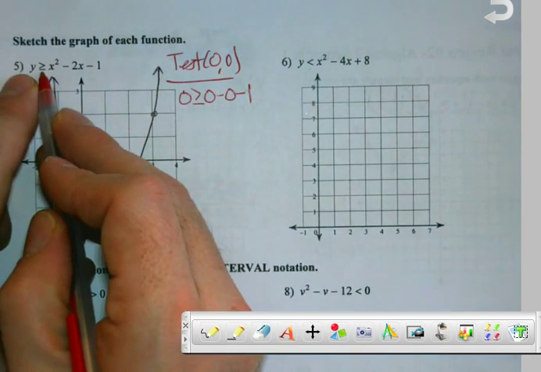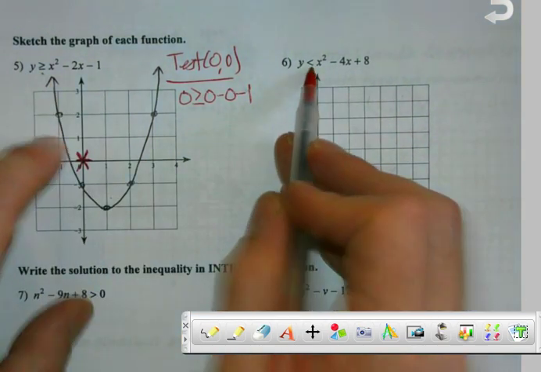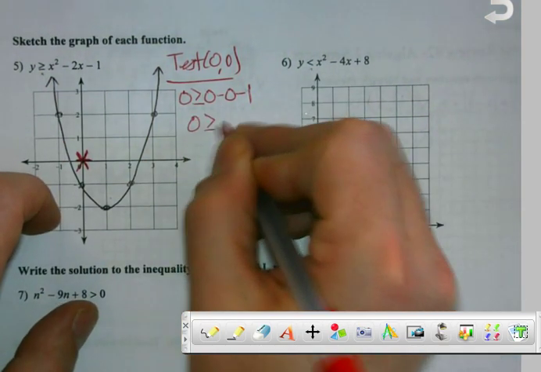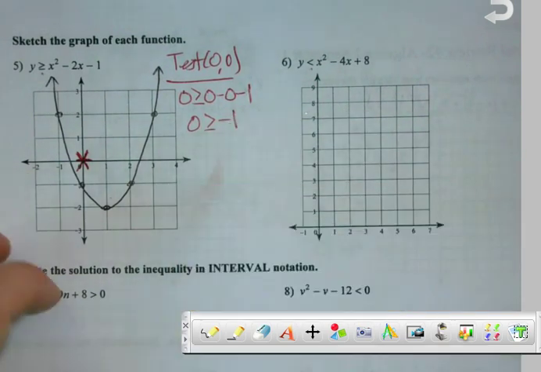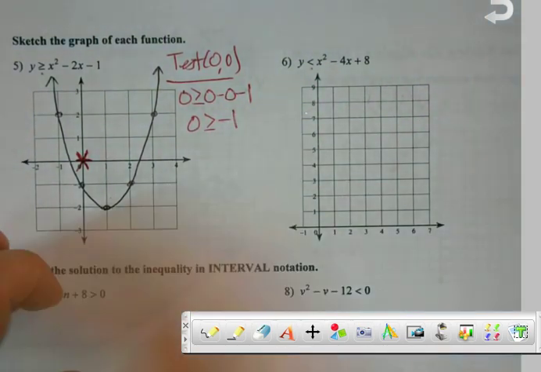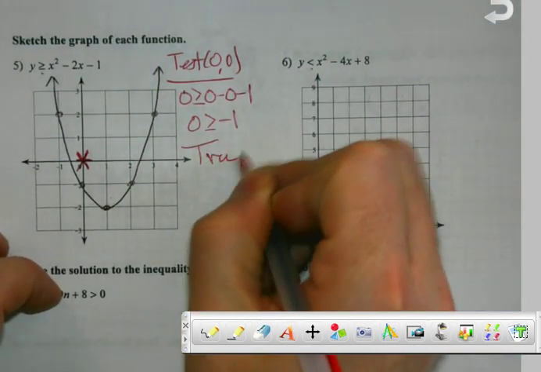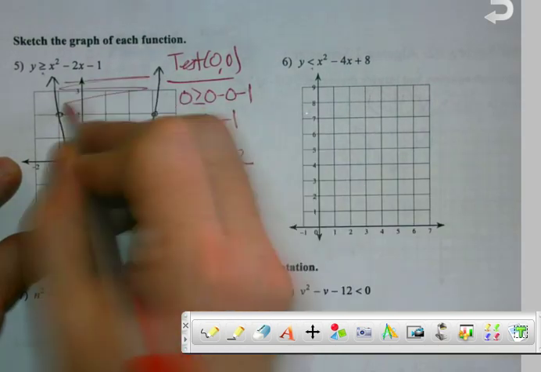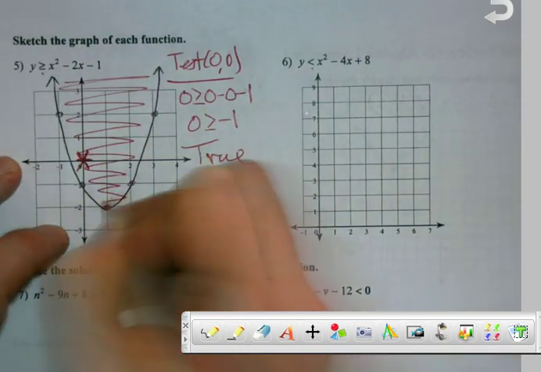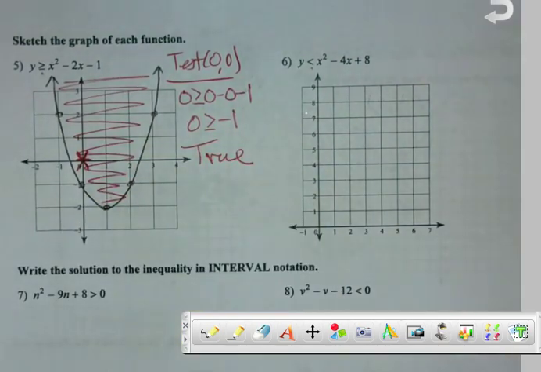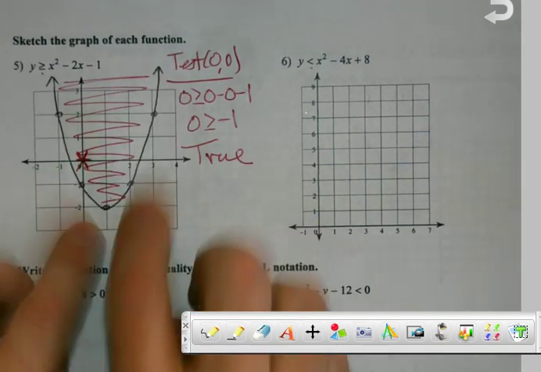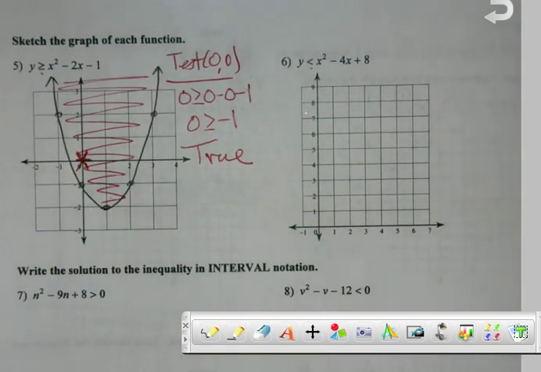If there's an or equal to line, it's solid. If there isn't one, it's going to be dotted. Is 0 greater than or equal to -1? Yes. Since that's true, I shade where the test point is, which is inside my parabola. If I'd have gotten a false, I'd do it outside, because it'd be the opposite of the place that I'm looking for. Okay? That's how those work.